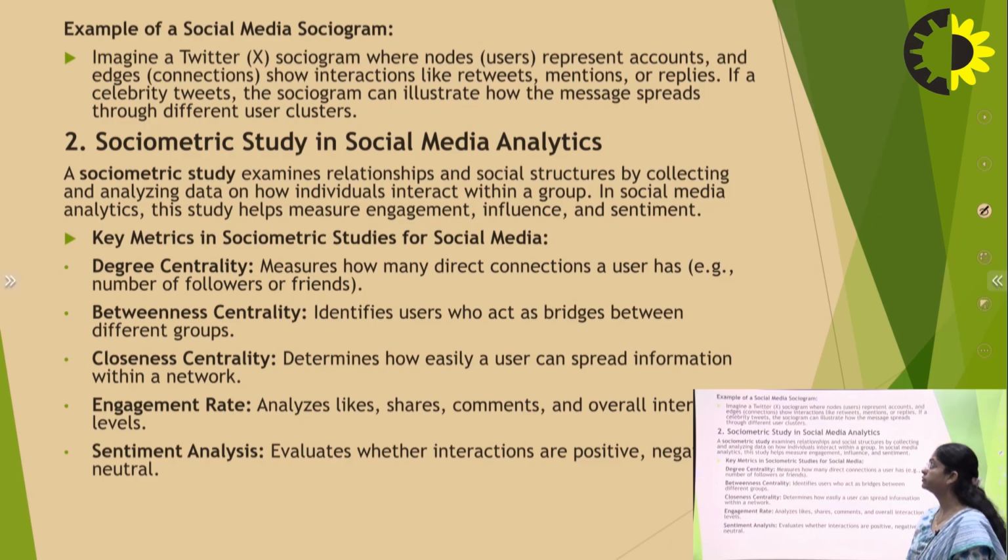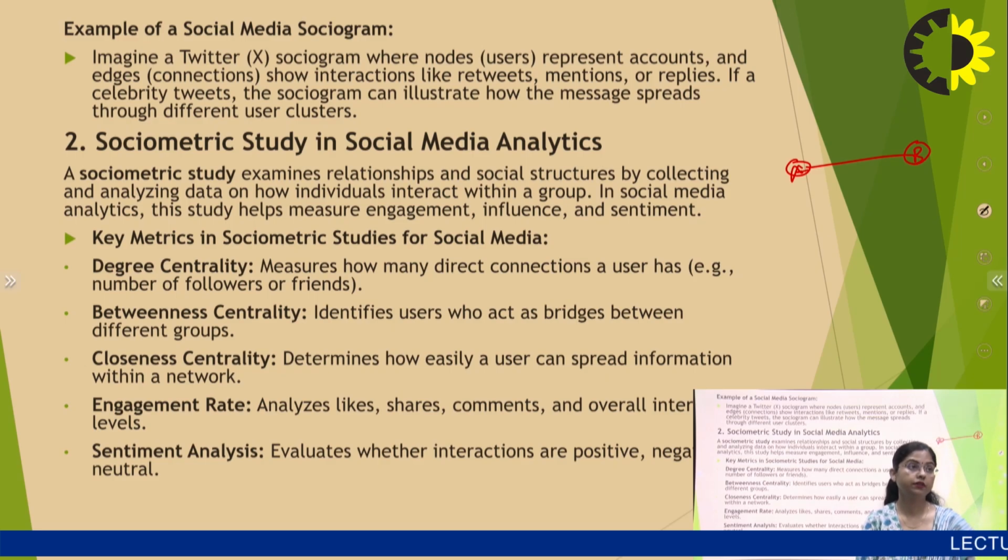Next, an example of a social media sociogram. Imagine a Twitter sociogram where nodes represent accounts and edges represent connections. Node, what? Node represents the account or user, for example, A and B. Edges represent the connection. What do edges represent? The connection between two. It shows interactions like retweets, mentions or replies. If a celebrity tweets, the sociogram can illustrate how the message spreads through different user clusters.